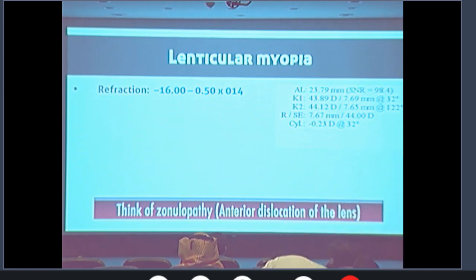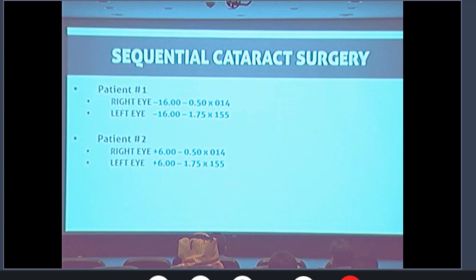lenticonus or whatever. Also for sequential cataract surgery, if you have a patient with minus 16 in both eyes and you will operate only one eye, he will have significant anisometropia and aniseikonia.